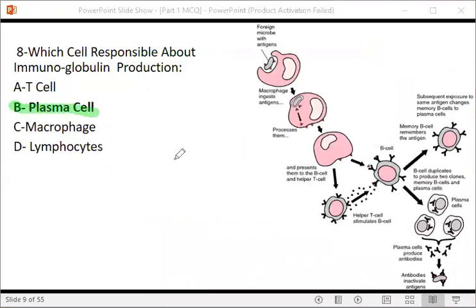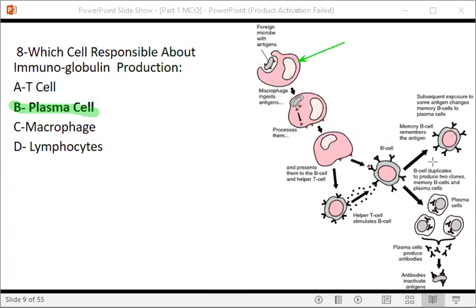In general, foreign microbes attached with antigen enter the macrophage, as you see here, and it will process them. Then after processing them, it presents them to the B cell and helper T cell. The helper T cell stimulates the B cell, and also the B cell on the other side. The net outcome is one.